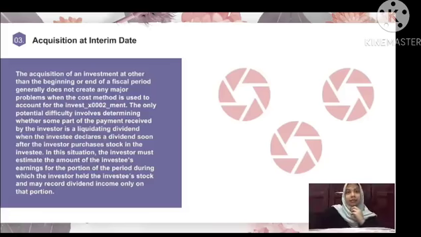Acquisition at interim date. The acquisition of an investment at other than the beginning or end of a fiscal period generally does not create any major problems when the cost method is used to account for the investment. In this situation, the investor must estimate the amount of the investee earnings for the portion of the period during which the investor held the investee stock and may record dividend income only on that portion.